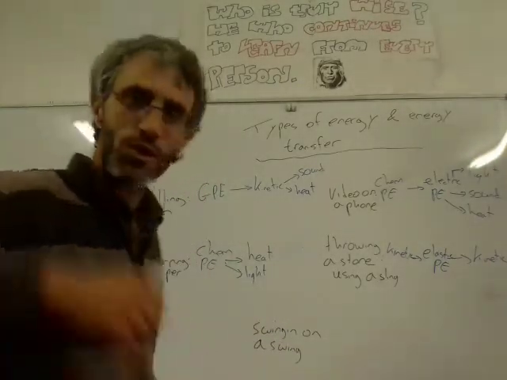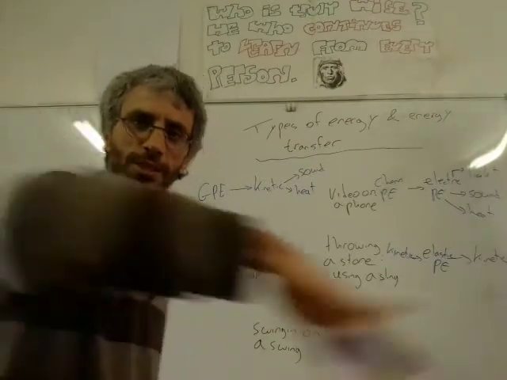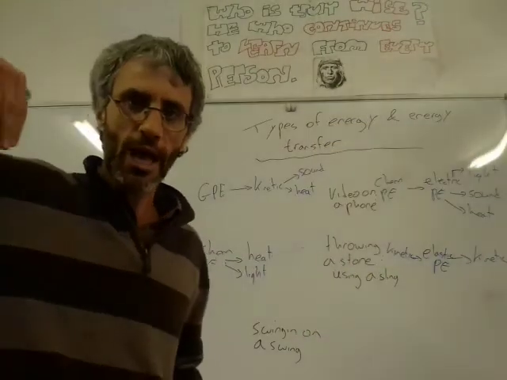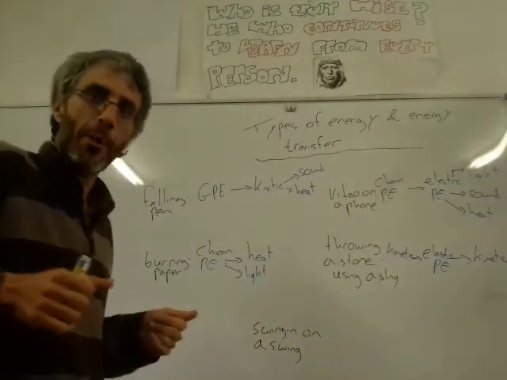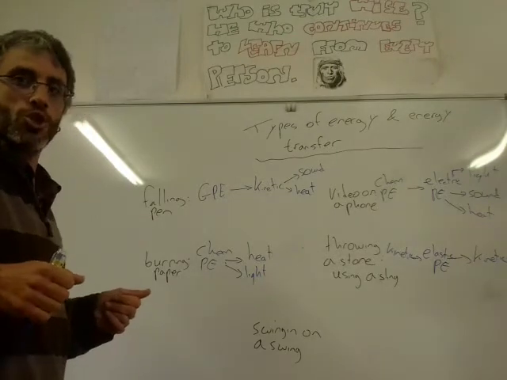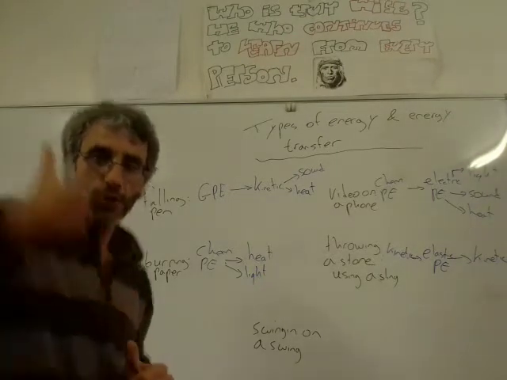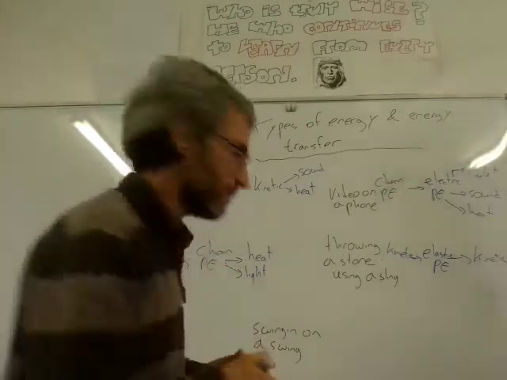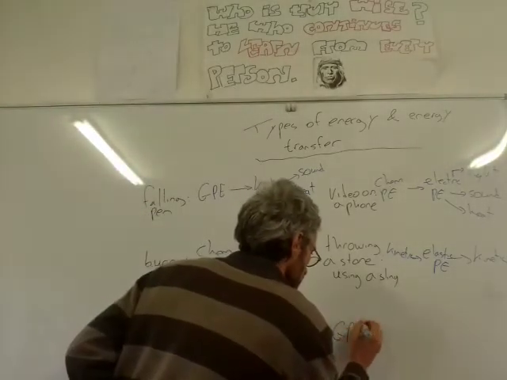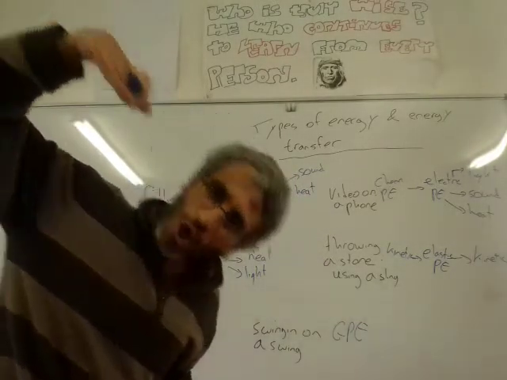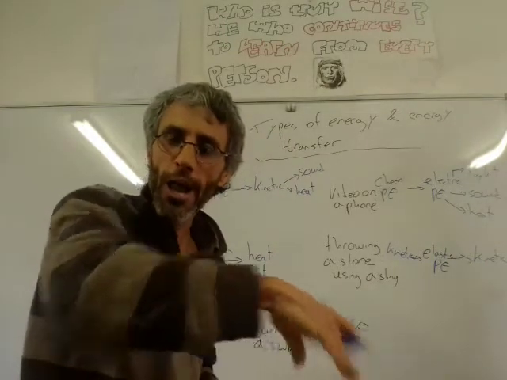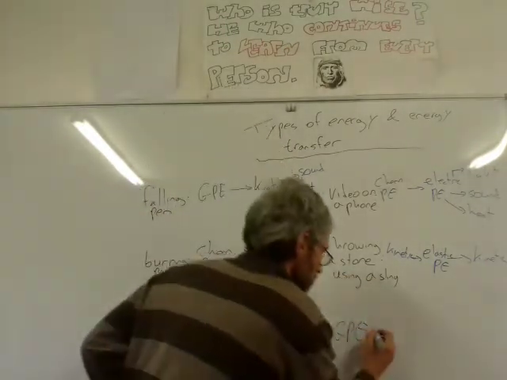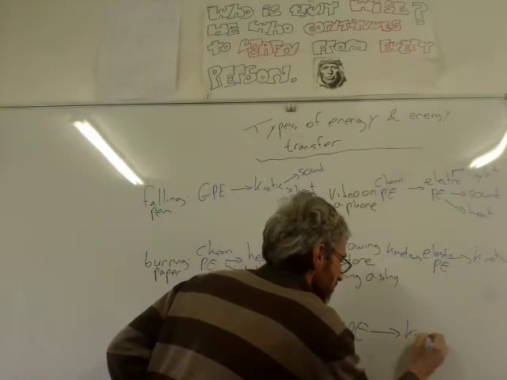One more: a swing. Imagine you're swinging on the swing. Now, how do you start swinging? First, you go up on your tippy toes. That means you got gravitational potential energy. Now, you let go. You start going down, and you're going faster and faster and faster. So you're getting kinetic energy.